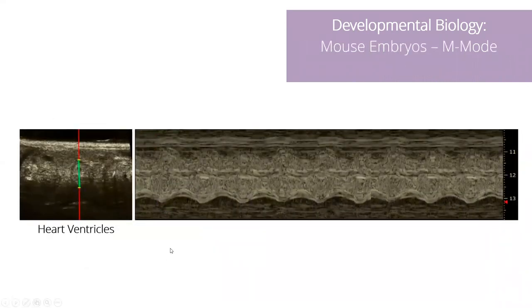And M mode even so much as to look at the heart. And so from here you could actually calculate the heart rate of the developing embryo, because if we're monitoring the dame as she's being imaged, the ECG signal that we're getting on the system is actually going to be from the dame and not from the embryo. But here you'd actually be able to look at the heart rate of the developing embryo as well.